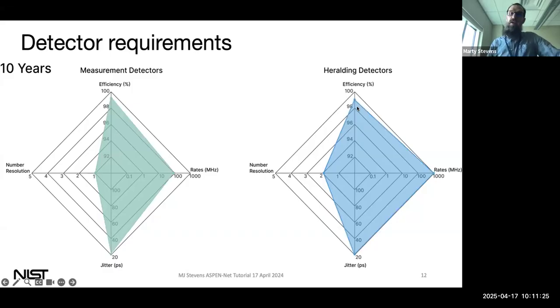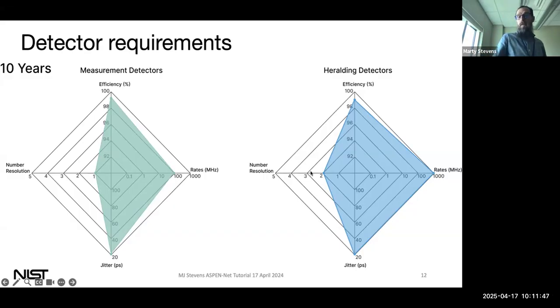And then looking even farther down the road, things are going to have to fill out even more. But in terms of number resolution, we don't really anticipate we need a ton of number resolution. We really need to tell the difference between 0, 1, and 2 or more. Anytime there's 2 or more photons in that heralded mode, we just ignore those photons.